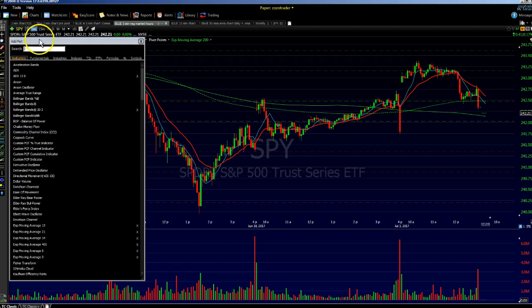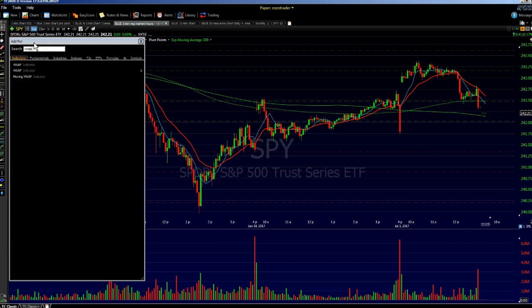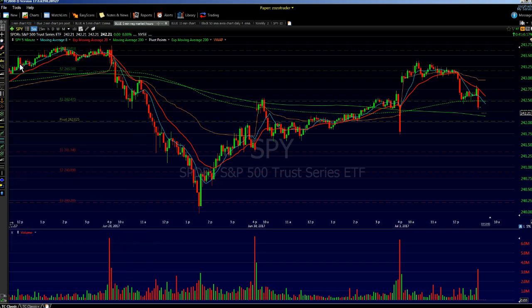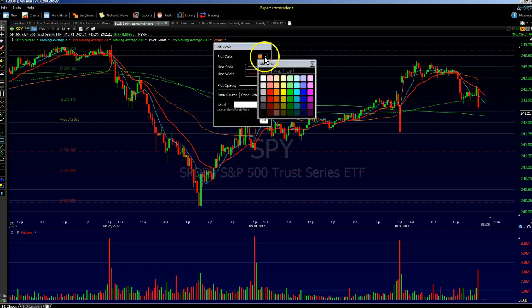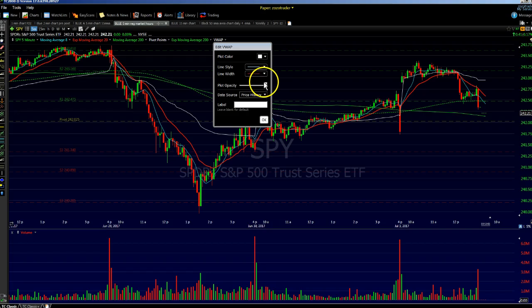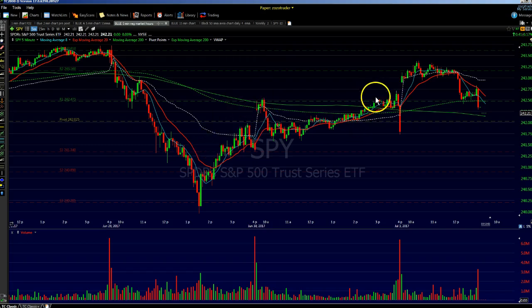So with TC2000, I just type in VWAP. Okay, and here's my VWAP indicator. I click on it, and there it is. It is now on the chart. It's this orange line that you see there, and I'll go ahead and change that because I like white for my VWAP, and I also like it to be dotted. So go ahead and change that, and now VWAP is on my chart.